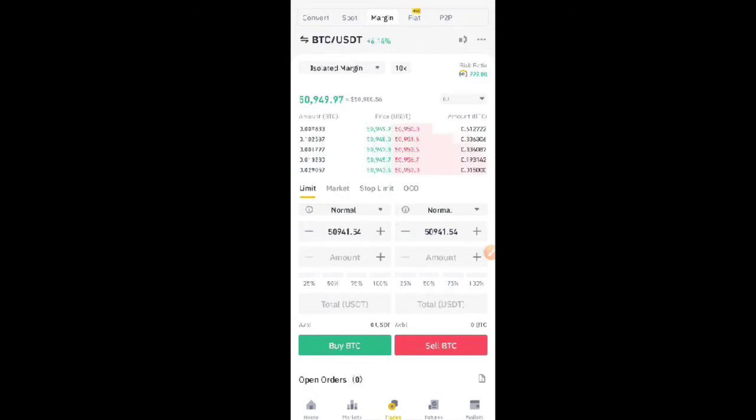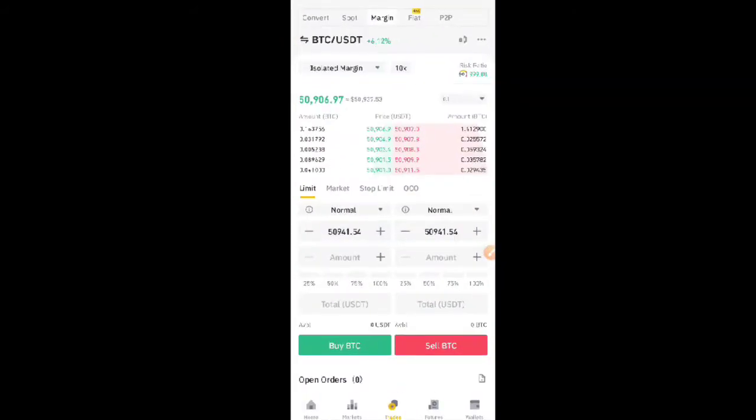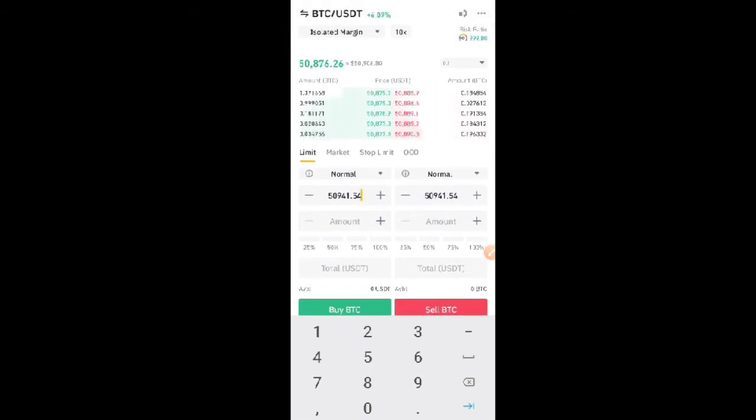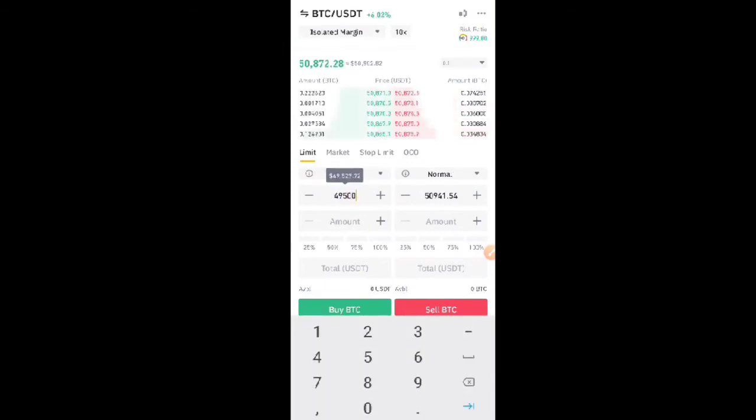So first of all, you want to long from between 49,500 and 5,600. We're using limits. There are different order types: limit, market, stop limit, and OCO. With limit, you choose a price you want to buy or sell at. With market, you're buying at the current market price. Stop limit and OCO help you minimize your loss. So let's just say you want to buy. You put your price 49,500, then you put in the amount you want, 100%, and then you click buy.